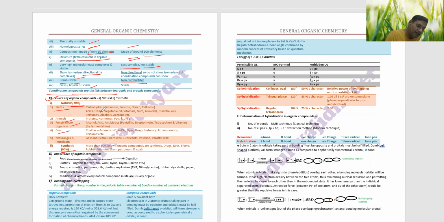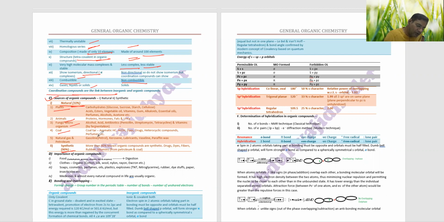In plants, carbohydrates are there. Glucose, sucrose, starch, and cellulose are examples of carbohydrates. Acids, esters, vegetable oil, vitamins, gum, alkaloids, essential oils, perfumes, alcohols, acetones, all these are organic compounds present in plants. Now, in animals, proteins, hormones, fats, and urea are there. In fungi or microorganisms, alcohol, acids, antibiotics, that is penicillin, streptomycin, tetracycline, and vitamins can be there by fermentation.